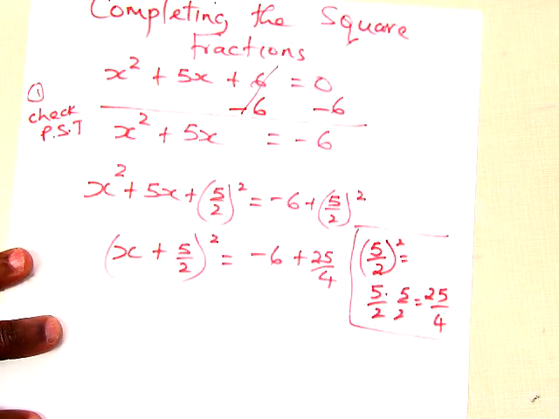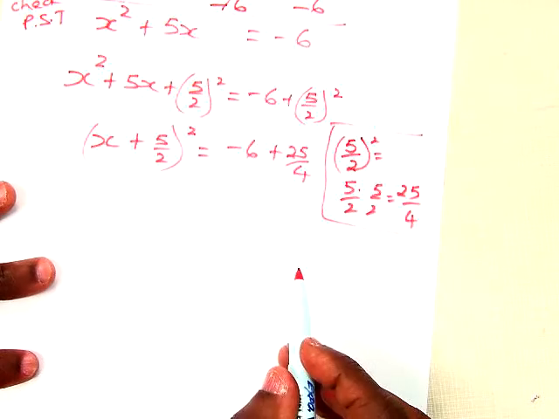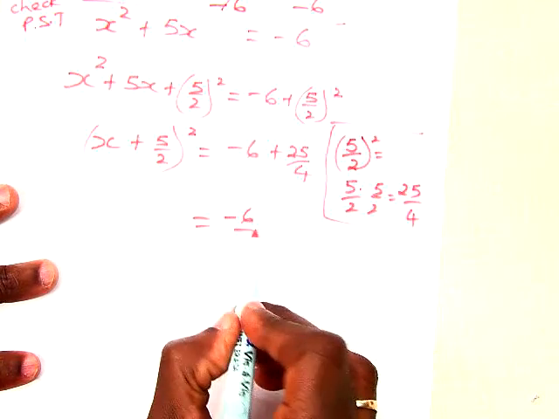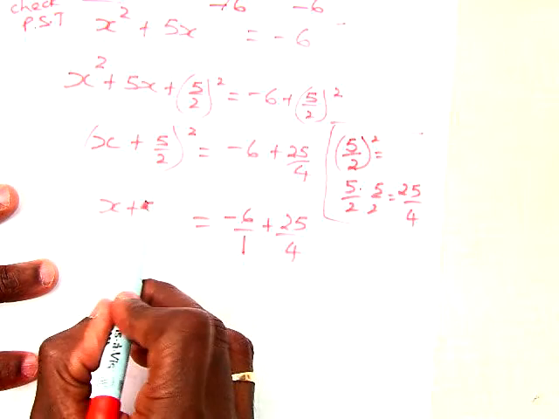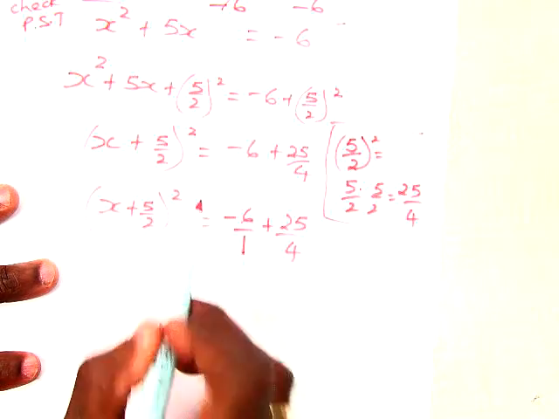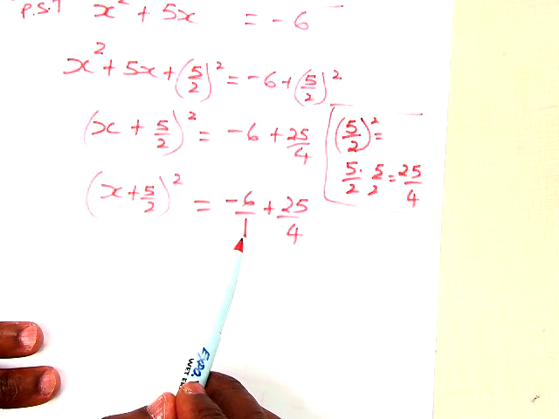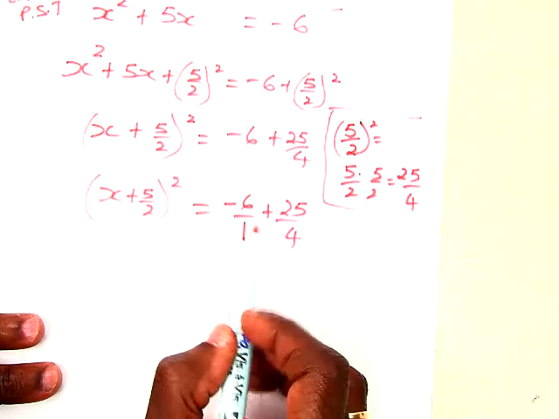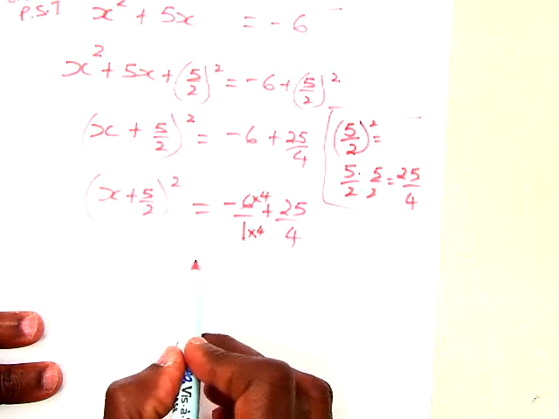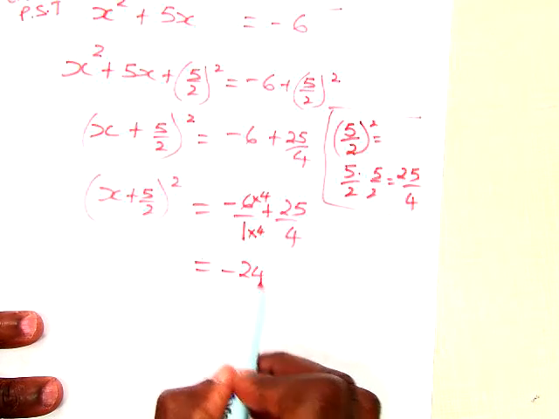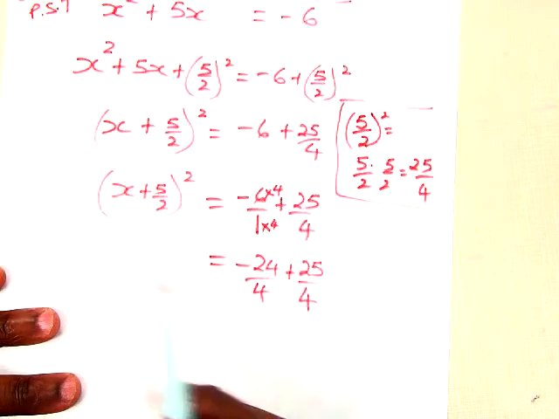So let's simplify this. Negative 6 is the same as negative 6 over 1. So let's keep the left side. I'm not doing anything to the left side right now. I want to make sure that both denominators have a value of 4. So to do that, since this is 1, I'm going to multiply by 4, and that now gives me negative 24 over 4 plus 25 over 4.